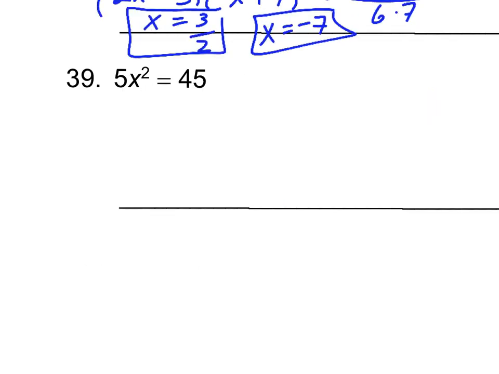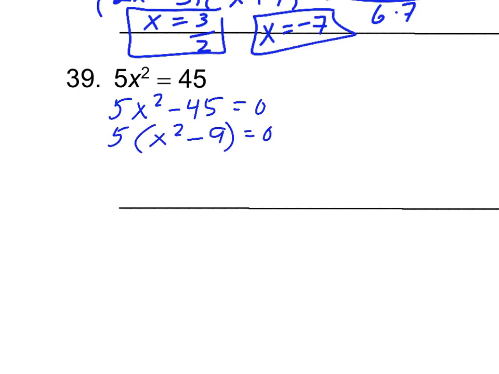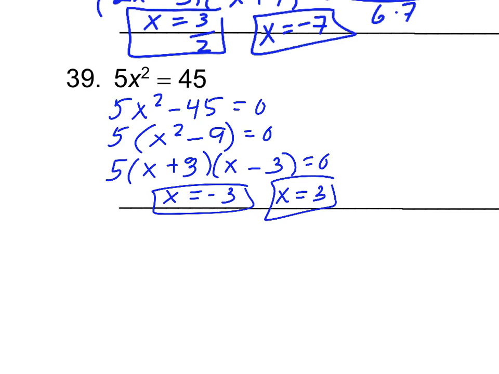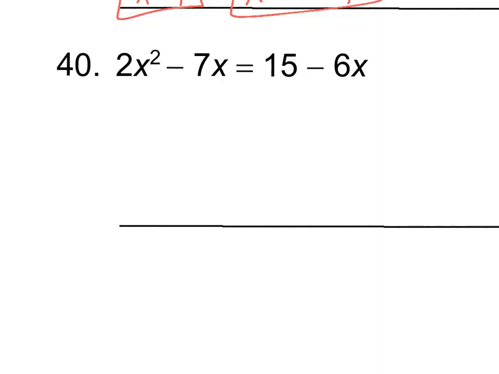39, you need to get it into standard form. See here that this might be a perfect difference of squares, but I need to check if it has a GCF, which it does, a 5. Put this, and then I'm going to split up the difference of squares, and this is what it looks like. And now I have to give my answers. These are the answers.